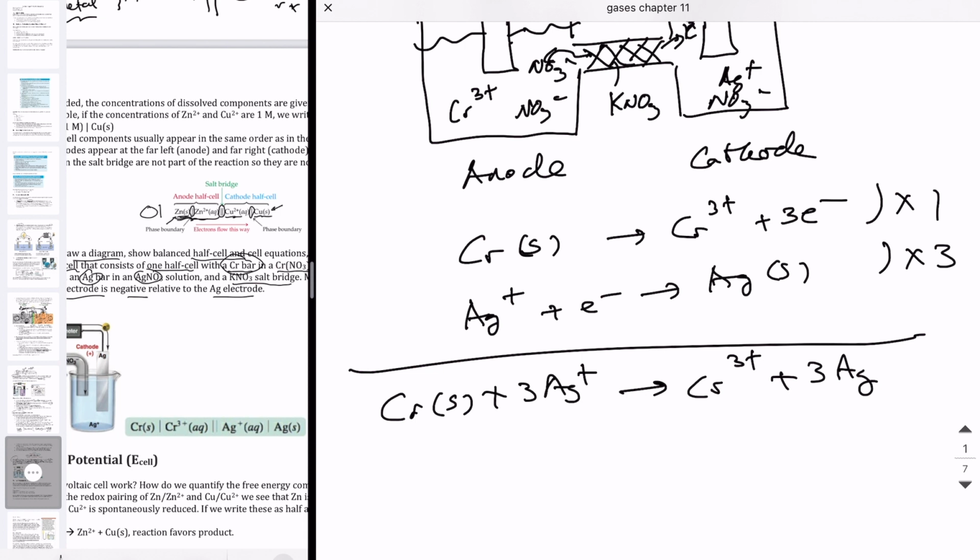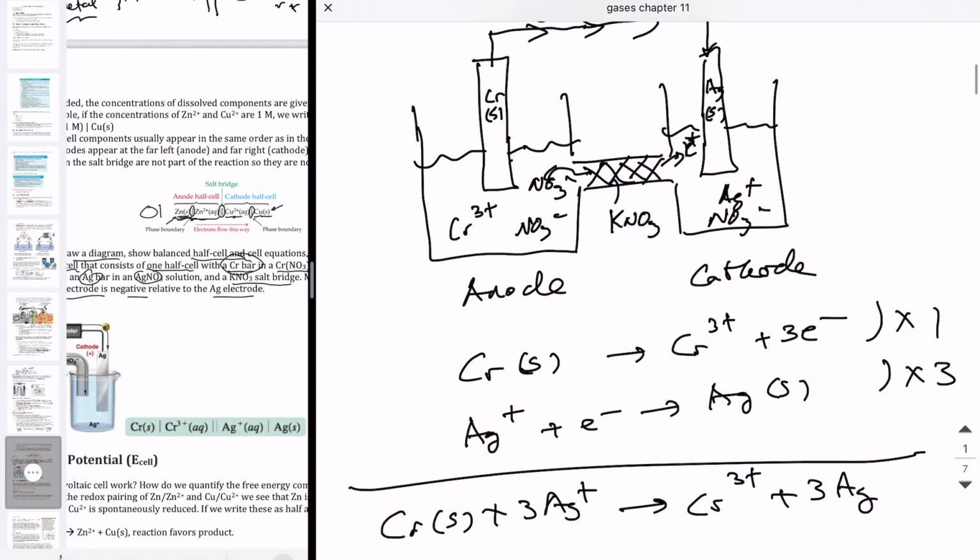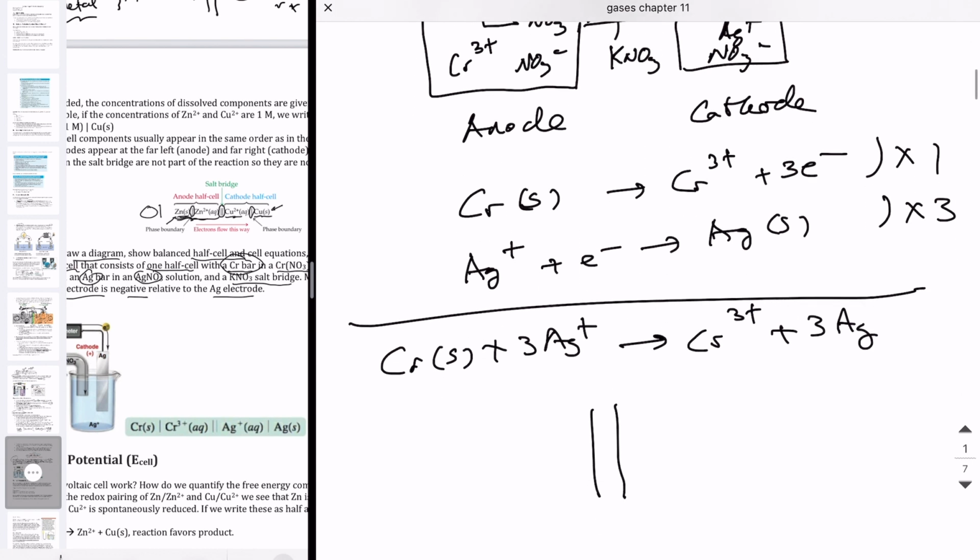Last thing I need to do is just to write the shorthand notation for this. So first I have that vertical line that separates out the anode from the cathode. That's the salt bridge. And then on the anode side, the reaction is the oxidation of chromium solid into chromium 3 plus. However, chromium solid also acts as the anode in this case. So then I would separate that out with a vertical line. So it's just chromium solid and then chromium 3 plus.